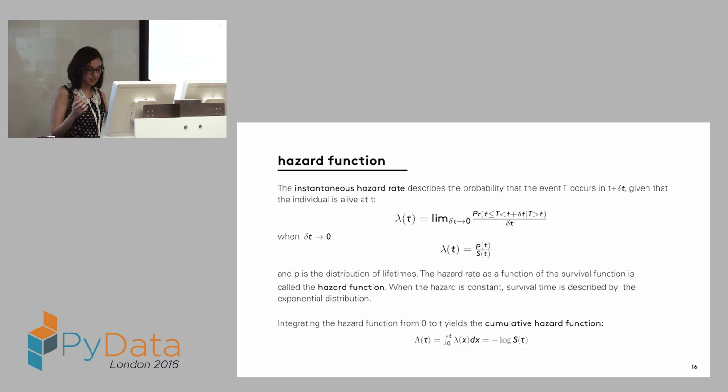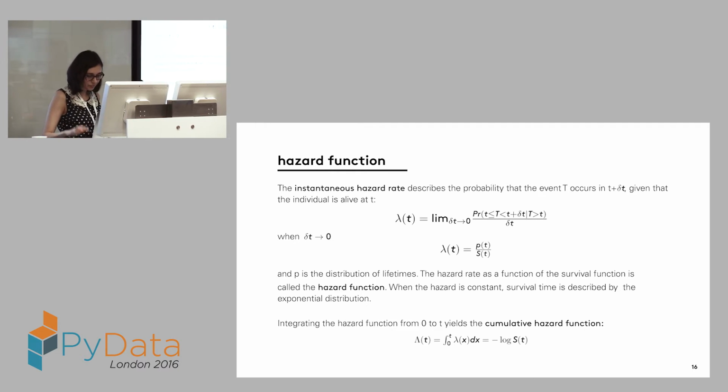Another very interesting or important function is the hazard function. So the instantaneous hazard rate describes the probability that the event t occurs in t plus delta t, given that the individual is alive at t. And I know that this is a bunch of formulae, but the most important thing is the bottom line relationship between the cumulative hazard function, which is just the integral of that lambda, and the survival function, which I presented before. I'll leave this in the slides for your reference.